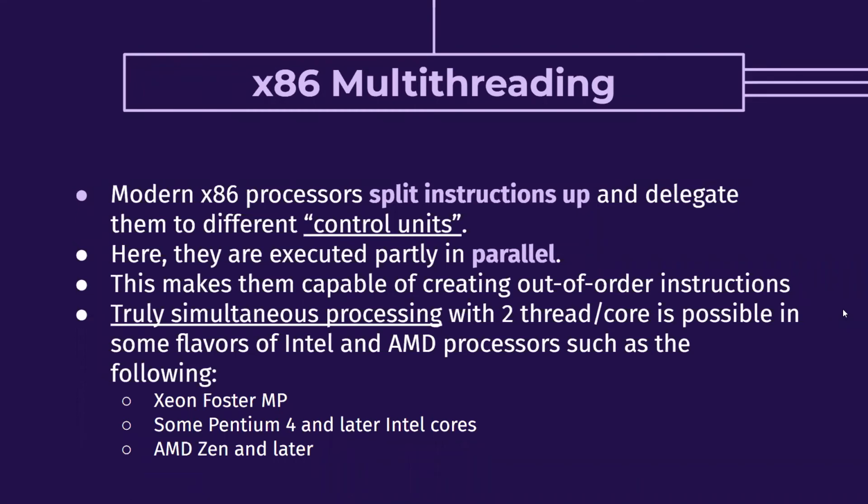Multi-threading in the context of the x86 processor pretty much does the same thing. This processor will split up the instructions and delegate them to different so-called control units, and these control units in part run in parallel. This makes them very capable of creating out-of-order instructions, because the overall thread or process is being split up into multiple control units. Now, truly simultaneous processors have only been implemented in more recent Intel and AMD architectures, typically with 2 threads per core and sometimes even 4.